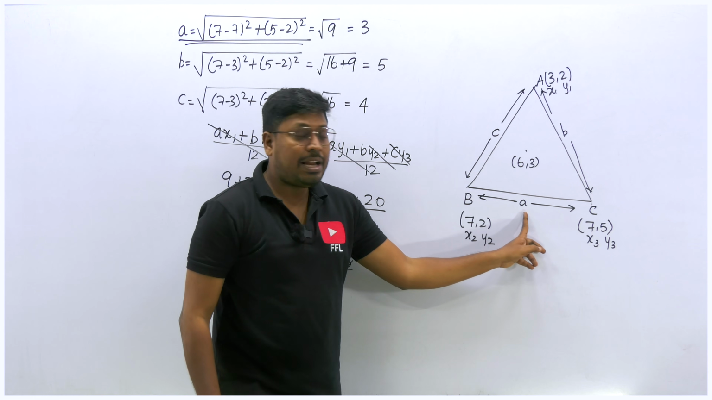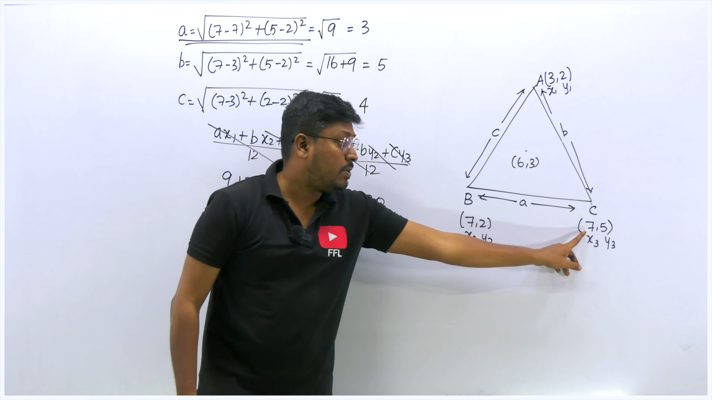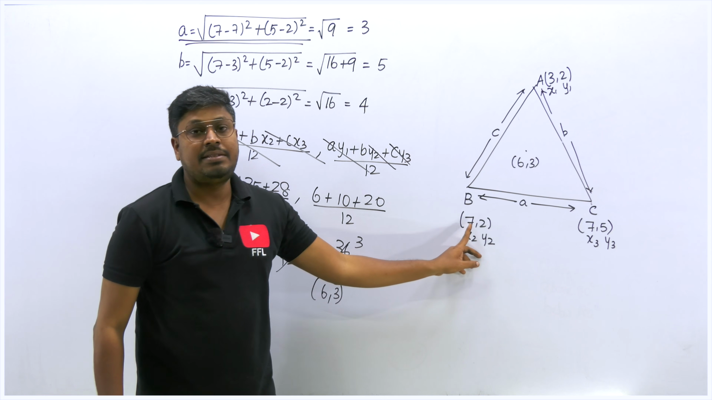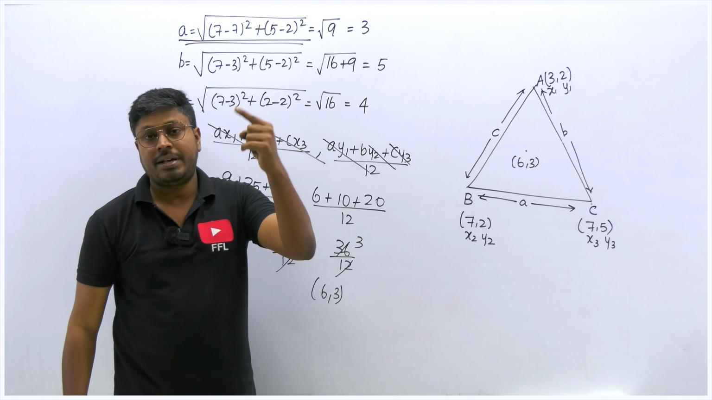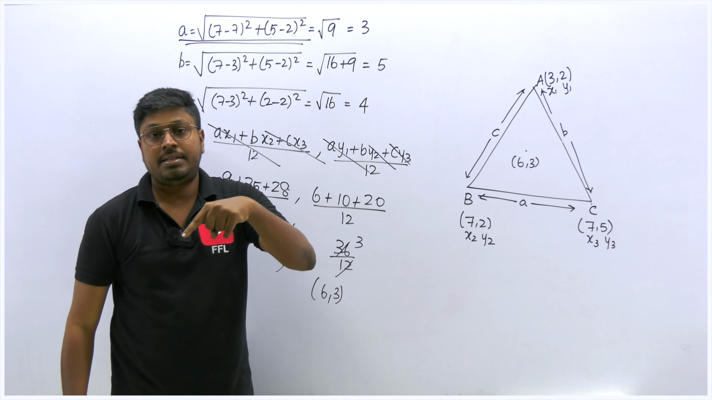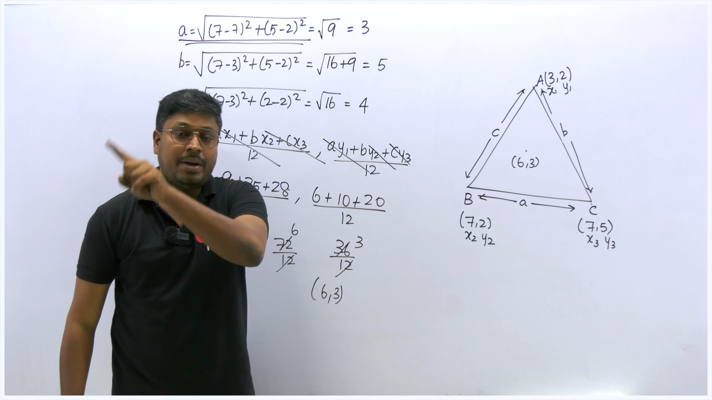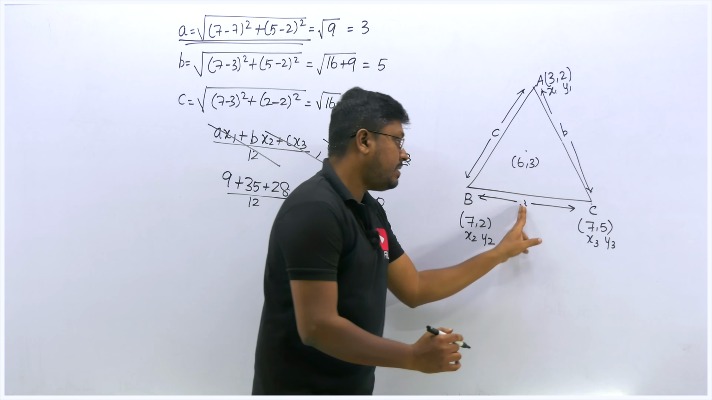If we need to find the value of A, what we need to do? We have to subtract. So x2, 7 minus 7, 0, the whole square. 5 minus 2, 5 minus 2 is 3. 3 the whole square is 9. First number is 0. 9 plus 0 is 9. So square root of 9 is 3. So value of A is equal to 3.